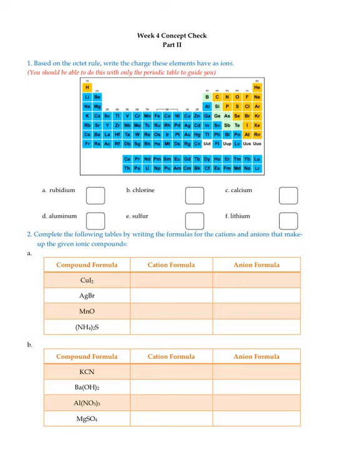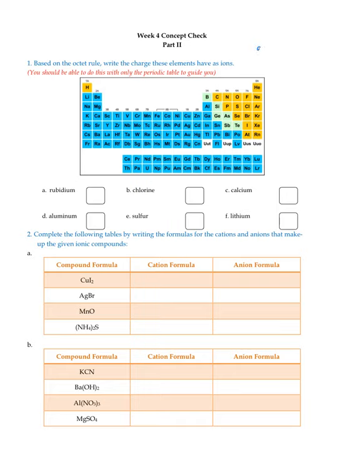Welcome everybody. So today we are going to go through our week 4 concept check part 2. So our second week over ionic compounds. And so our major goal today is to go through ionic nomenclature, be able to handle homework 4. But to do that, we're going to recall some things that we talked about last week in terms of formation of compound and the octet rule.